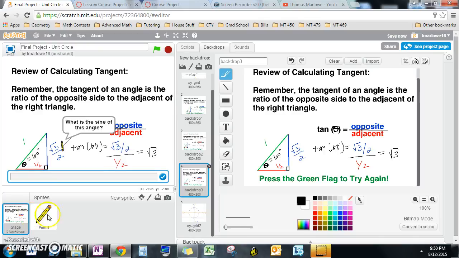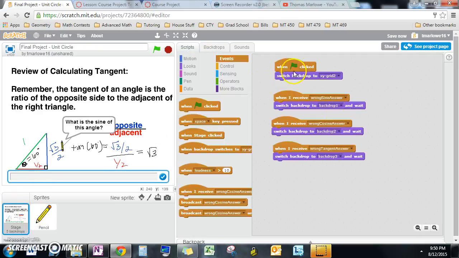Okay. So again, that's laid out there, and then you want to make sure when the green flag is clicked, you always go back and switch to the original backdrop with the basic unit circle on the XY axis.